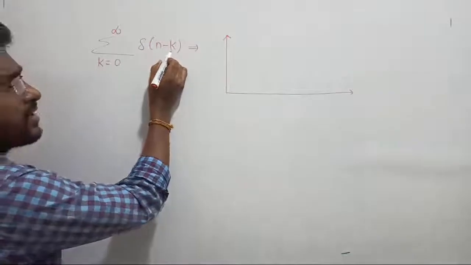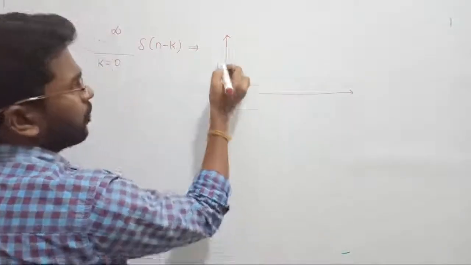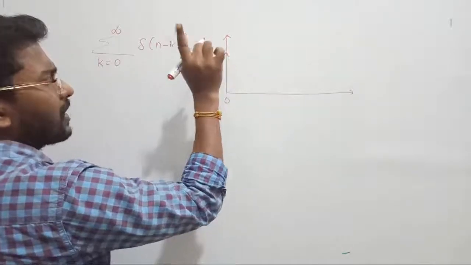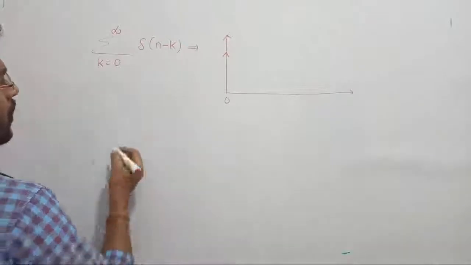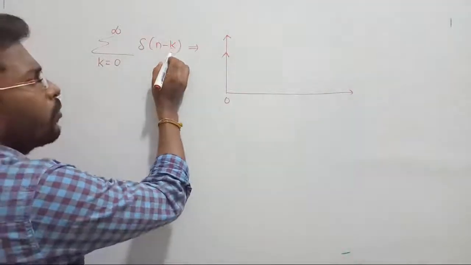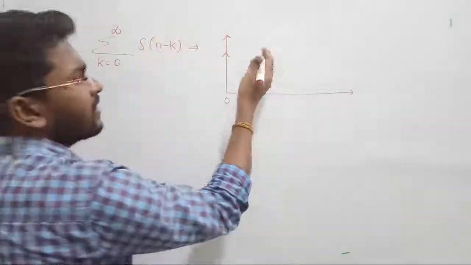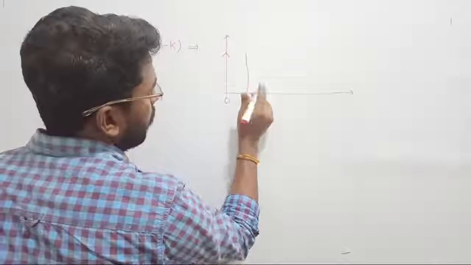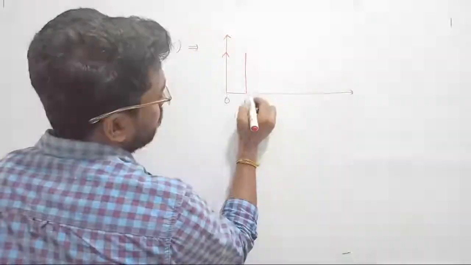If I replace k equal to 0, first substitute k equal to 0, then at k equal to 0, we are getting del of n. That del of n value is going to be 1, unit impulse, we all know, right? Similarly, let me replace k equal to 1. K equal to 0 to infinity, no? K equal to 1 putting up, del of n minus 1. It means the same sample, but it will exist at what? At n equal to 1, right? This sample is going to exist at n equal to 1.